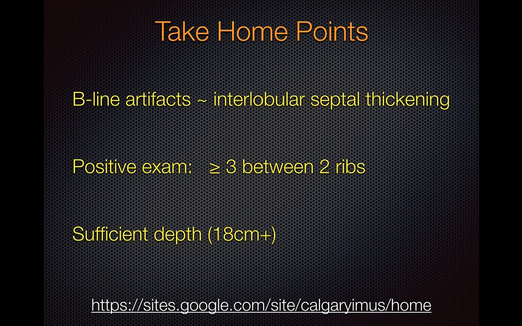Okay, so the take-home points for this module are that B lines are artifacts that you're interested in looking at, and we think that they likely represent interlobular septal thickening. A positive exam is having 3 or more B lines between 2 ribs. And make sure you have sufficient depth and gain when you're imaging for B lines.